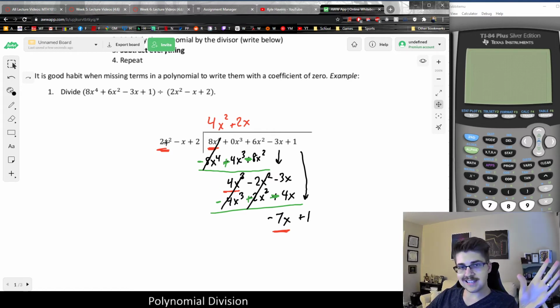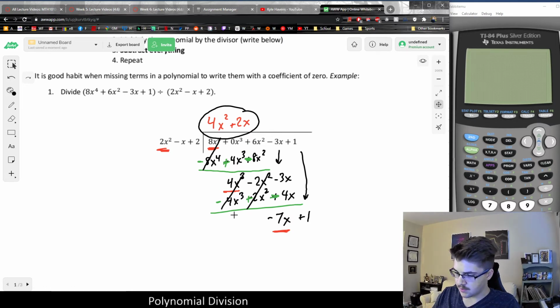But x squared cannot multiply by anything to get to x. So at the point in which the degree of whatever we have left over from our subtraction process is less than what we're dividing by, that's the point in which we can no longer progress. And that gives us our remainder. So in this case, our answer, or again, the quotient, is going to be what's above the bar, and our remainder is going to be what's below the bar at the end.